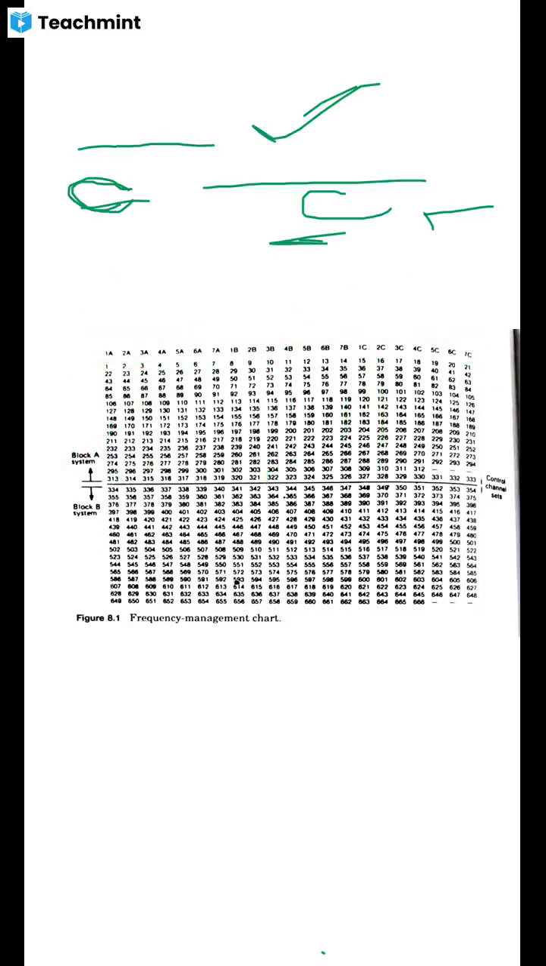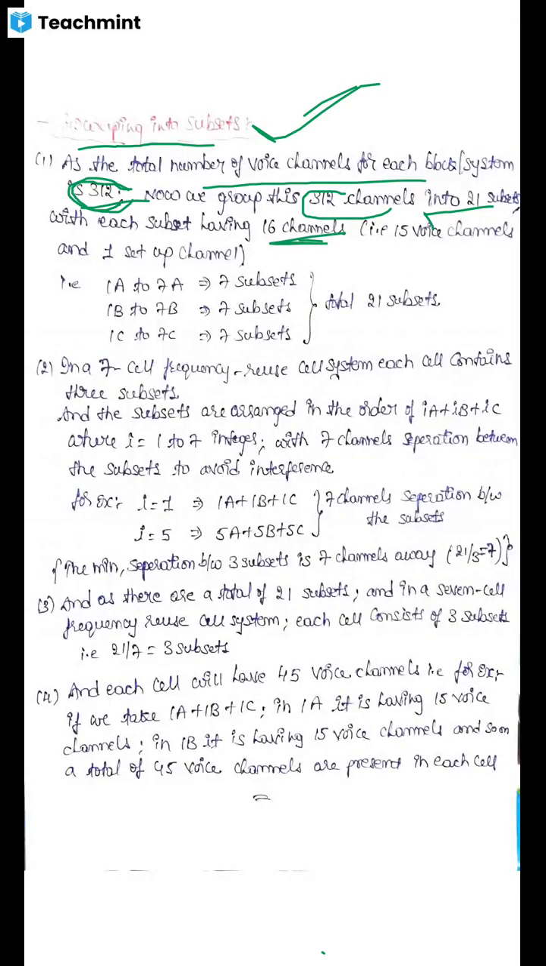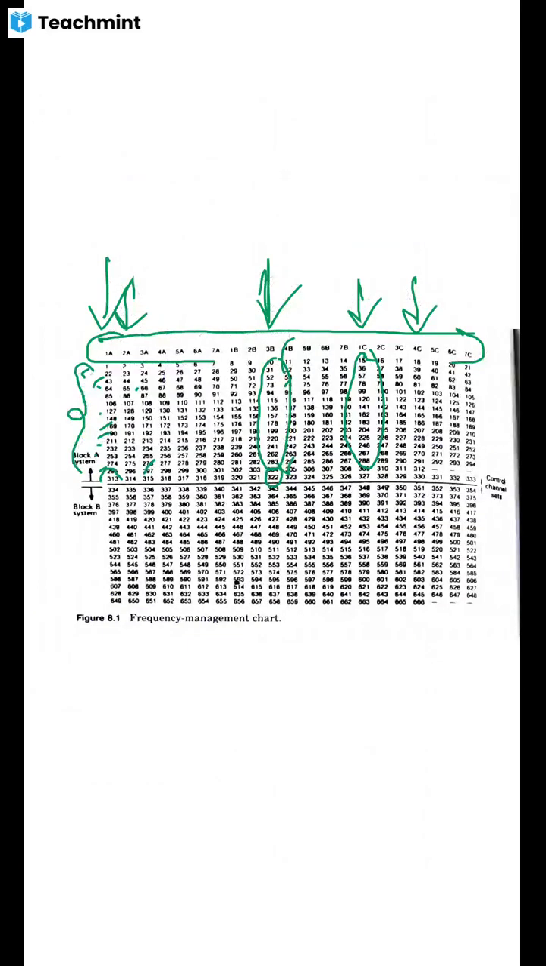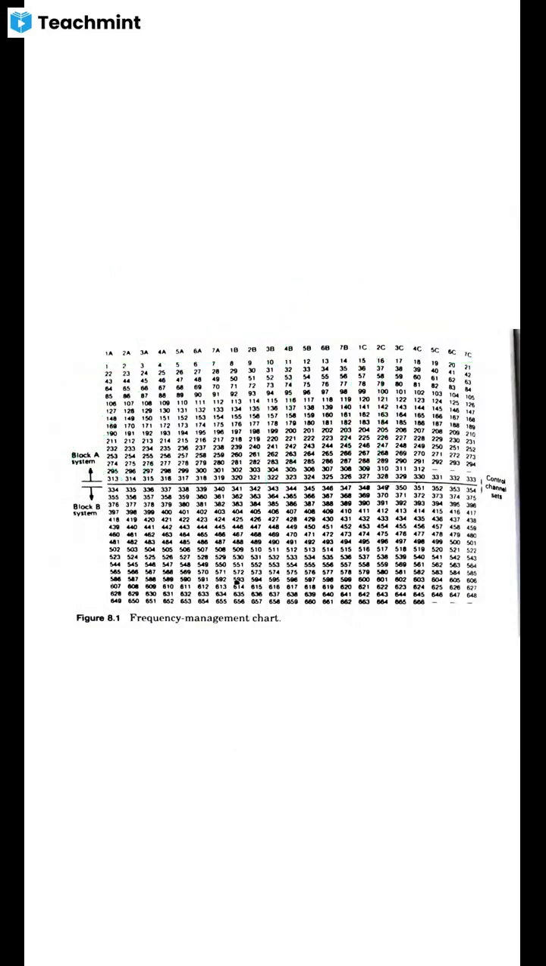This is what we have written here. Coming to grouping, see the first point: the total number of voice channels is 312, 1 to 312. Now we group these 312 channels into 21 subsets: 1A, 2A, 3A, 4A, 5A, 6A, 7A, 1B, 2B, so on up to 1C, 7C. 21 subsets.